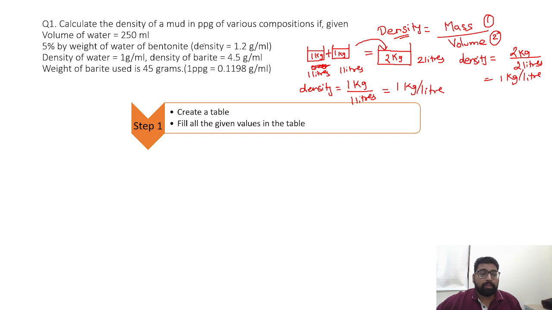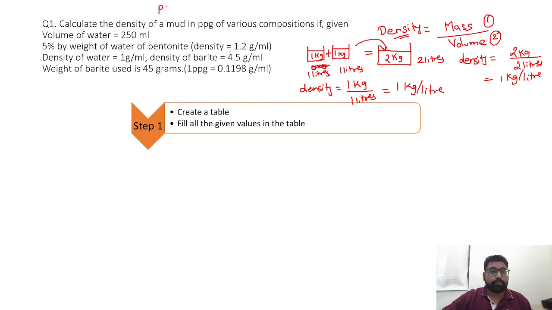So we will create a table. There are a lot of components, so let's just read the question. Calculate the density of a mud in ppg. ppg is a new unit for you, so we are first going to start a few numericals based on the standard units which you already know. Then we are going to use a unit conversion to convert the value of density into pounds per gallon, or ppg. Okay, remember ppg is pounds per gallon, so I will just write it for your reference here.